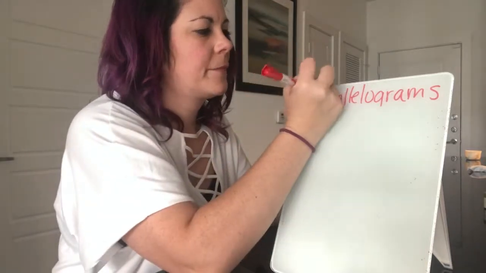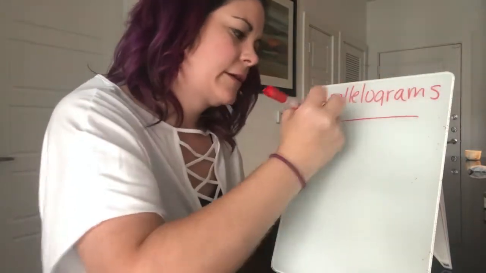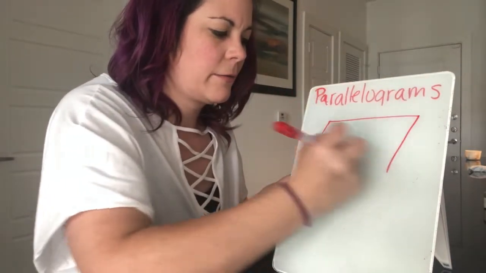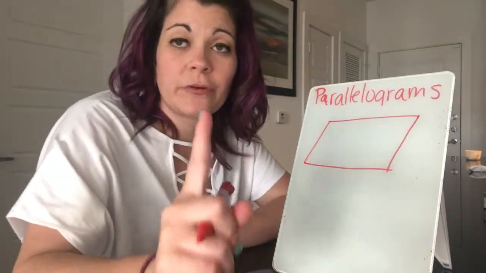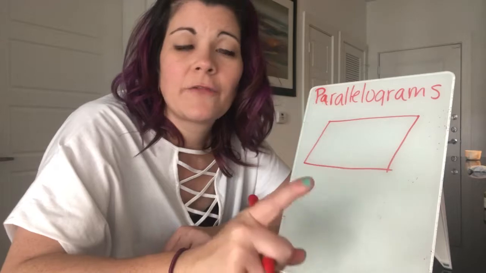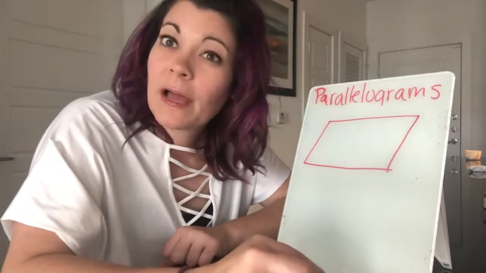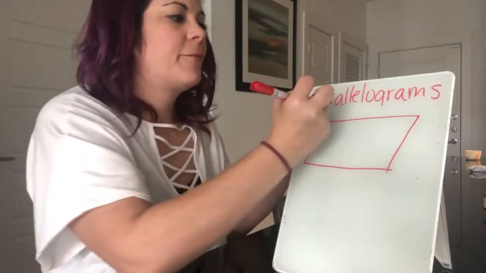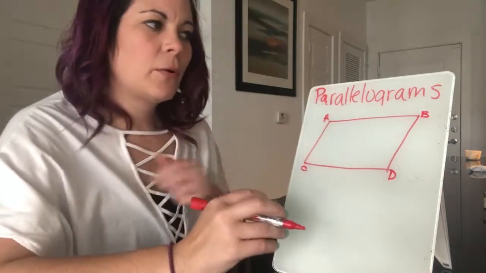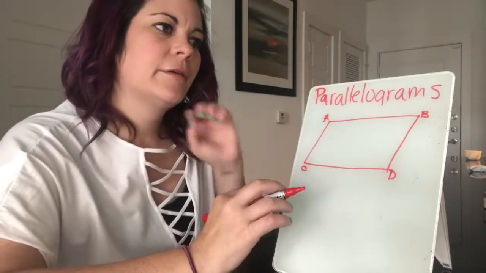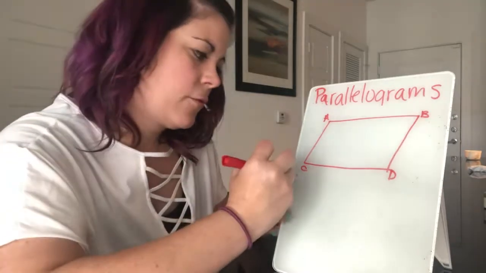So, parallelograms. Here's theorem 1, and I'll draw it, because these are the theorems that you are going to be using to prove parallelograms. Theorem 1 says if both pairs of opposite sides of a quadrilateral are congruent, then the quadrilateral is a parallelogram. It has to be both pairs, not just one. Then you can already state that it is a parallelogram. That's the only thing that needs to happen.